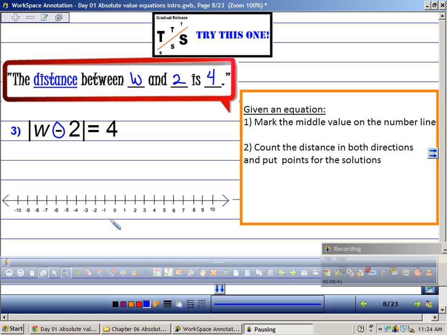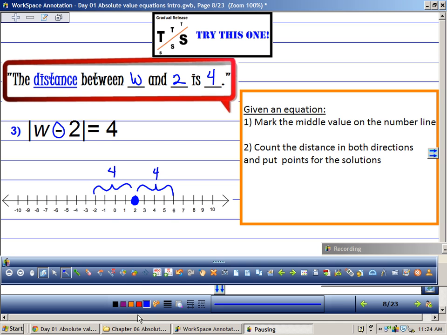Where would I begin on the number line? No. We're going to start the distance between W and 2, right? So we're going to start at 2. And how far away from 2 am I going to travel? 1, 2, 3, 4. Distance of 4, and 1, 2, 3, 4. A distance of 4.